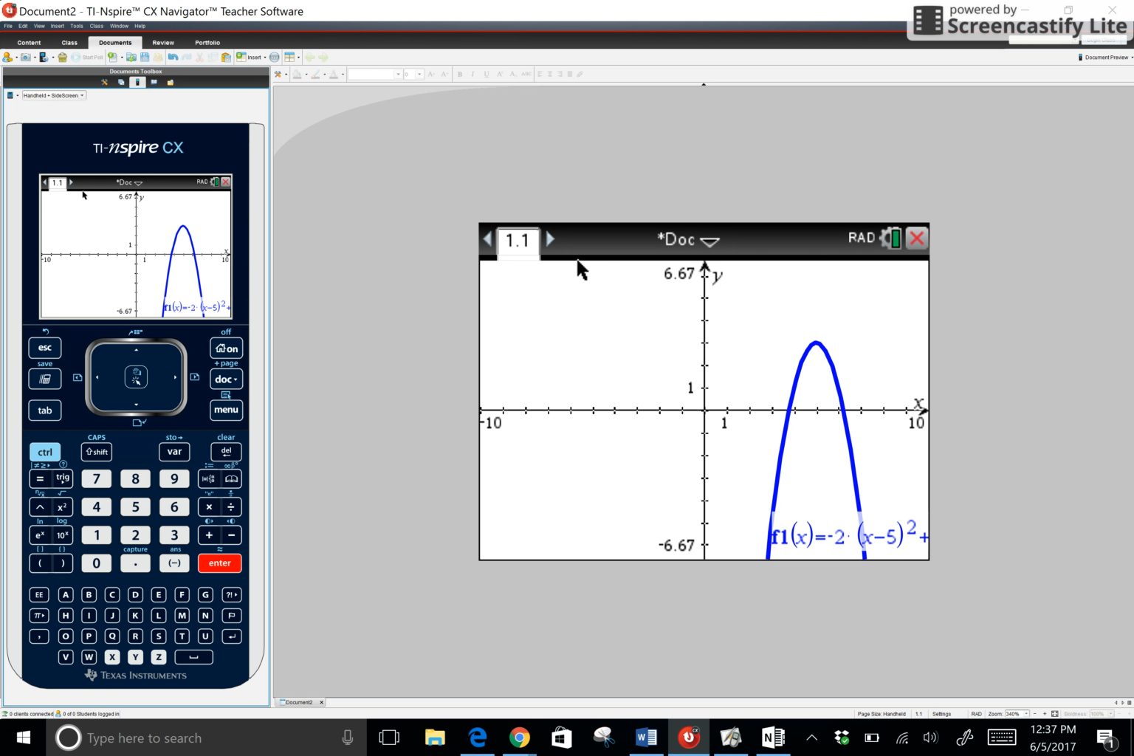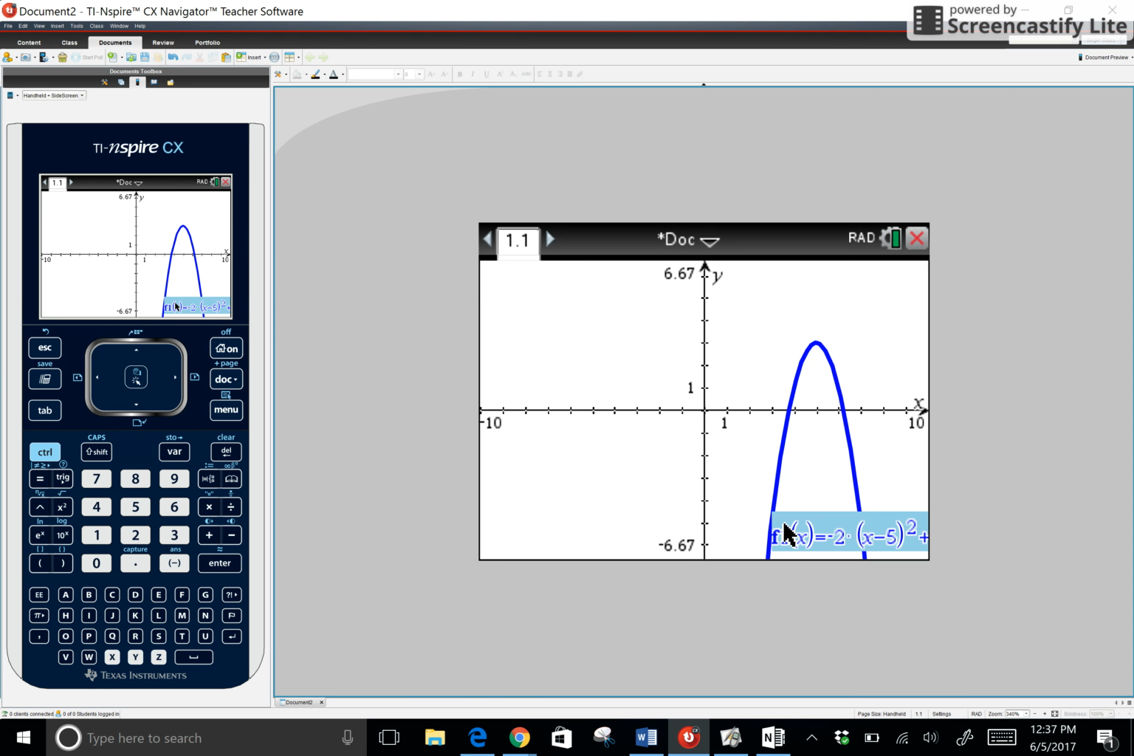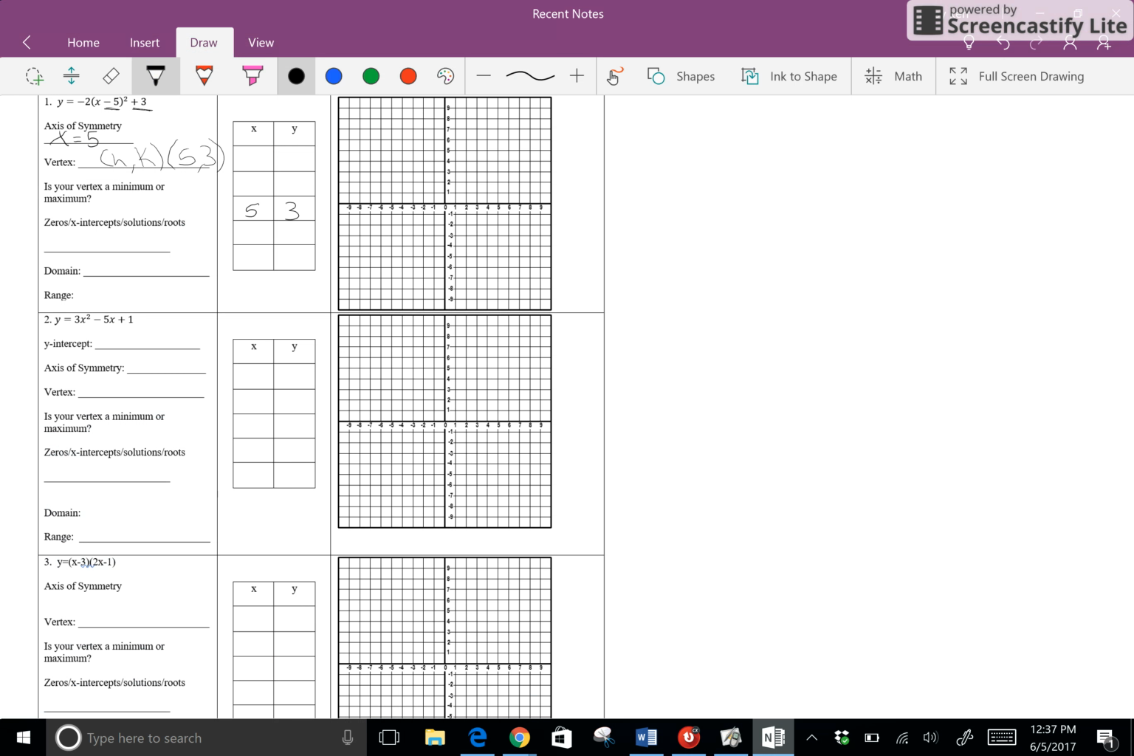Okay, so that's better. So now our parabola is pointing downwards. So if you go back to the problem, the vertex is the highest point. So that's how you know that it's the maximum. Now, zeros, x-intercept, solution, roots, that's all the same name for where your graph crosses the x-axis.